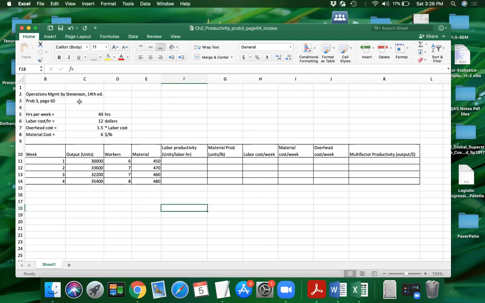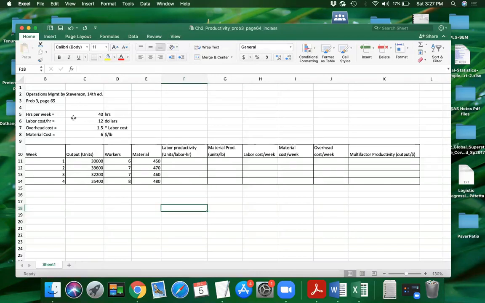Once we calculate the multi-factor productivity, we need to give a suggestion on what these productivity figures mean. So that's what we need to do here. I'm going to be extending this problem a little bit more. I will also calculate the labor productivity and the material productivity as well. This is not asked in the question, but we're going to do it as an extension. These are the data that's given.